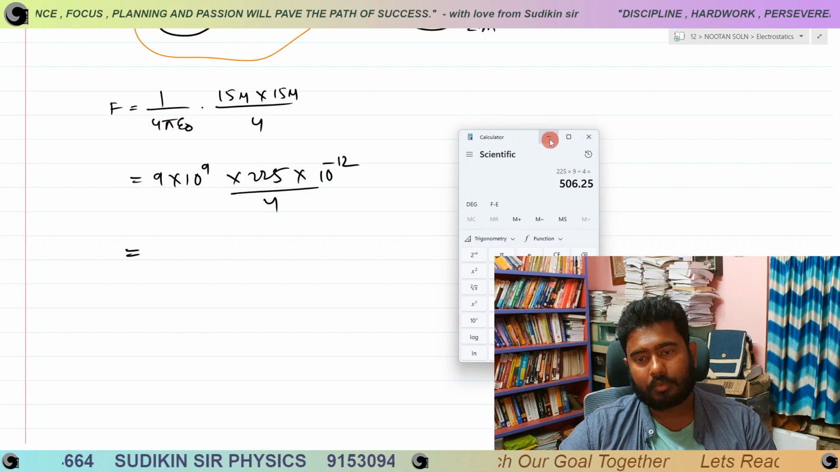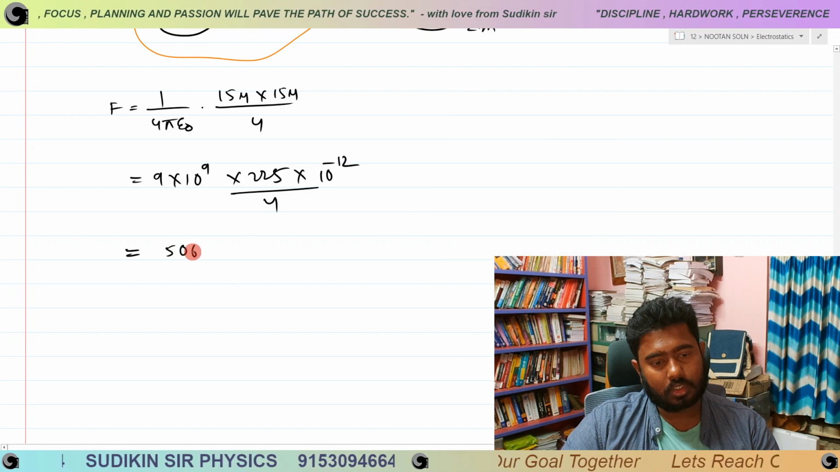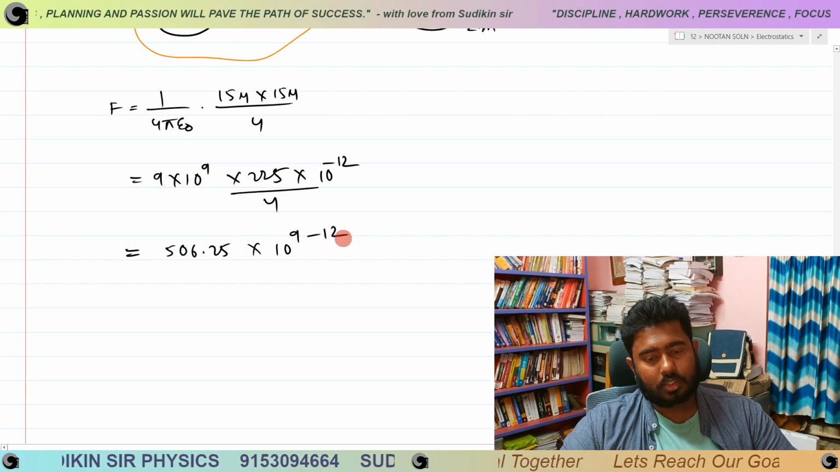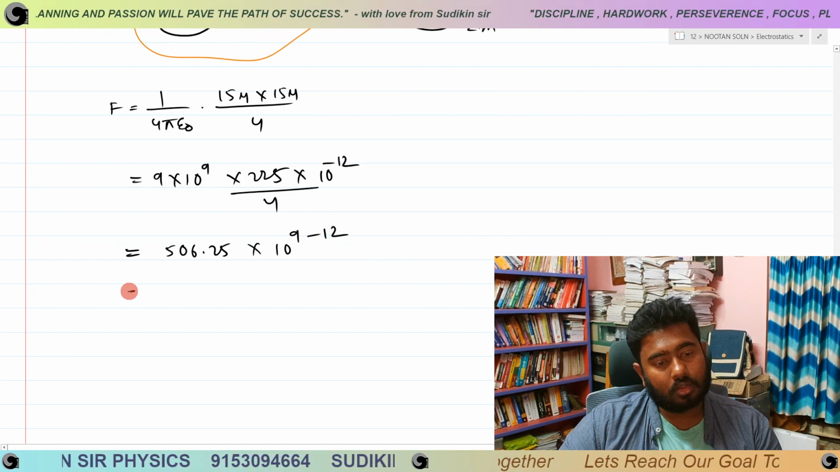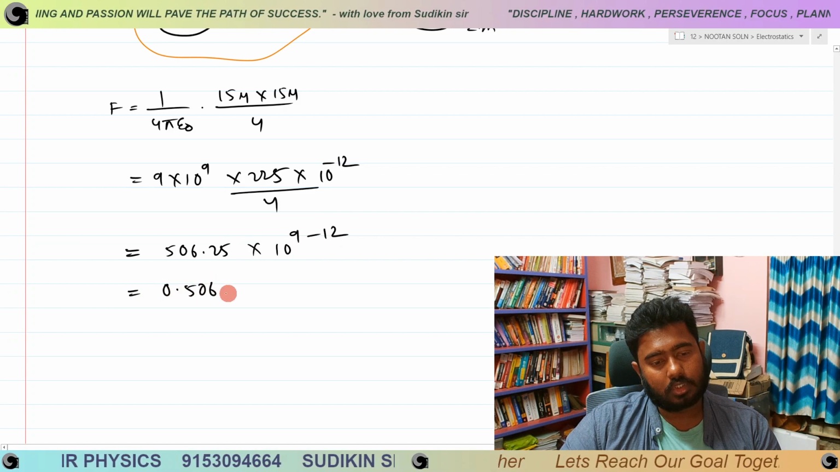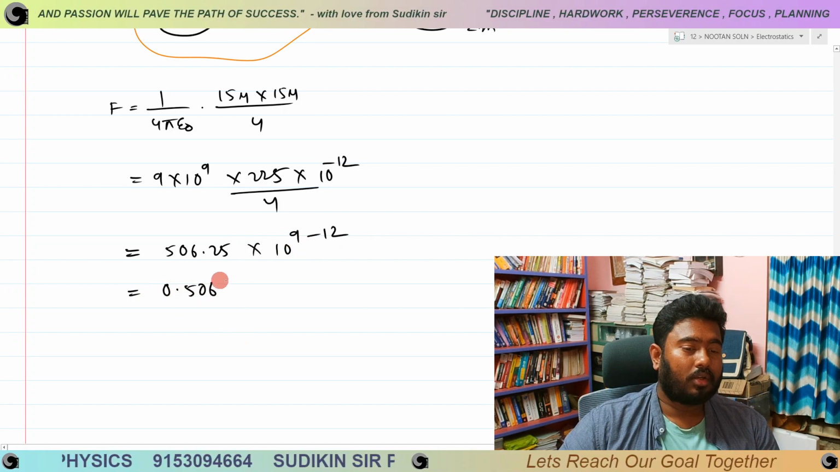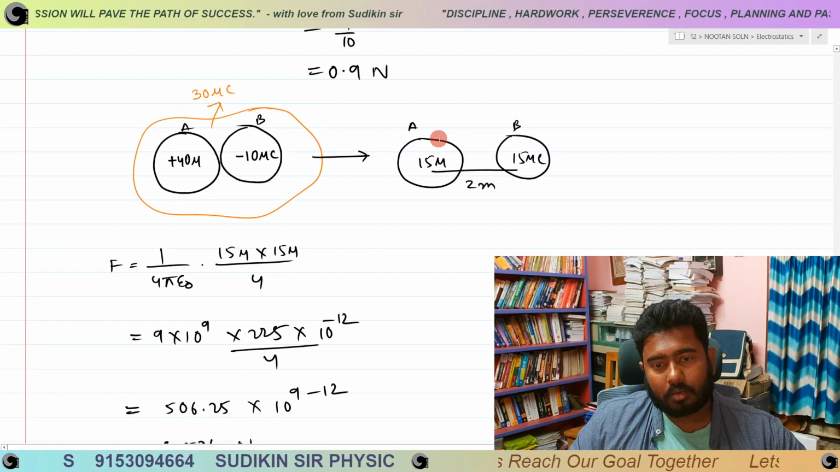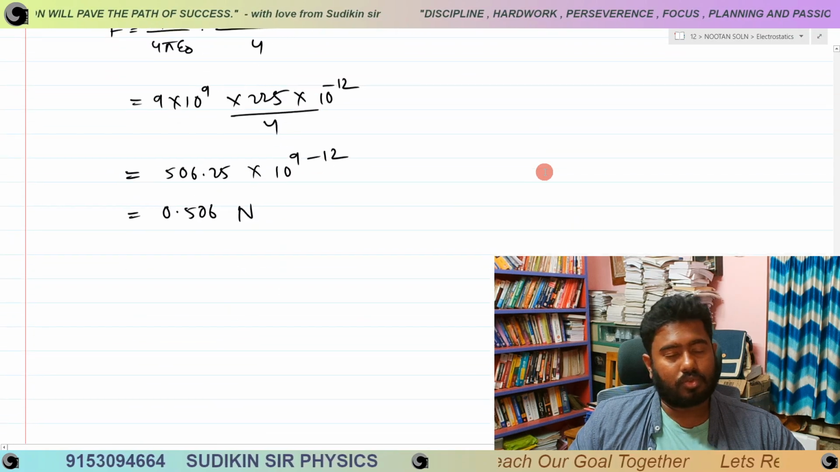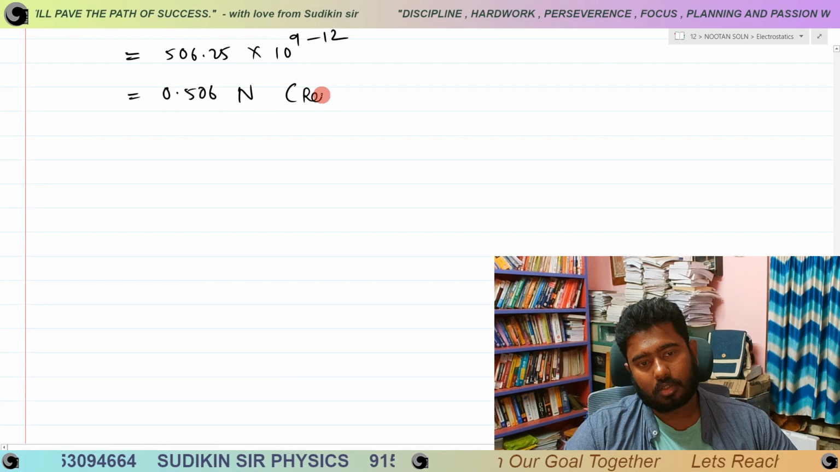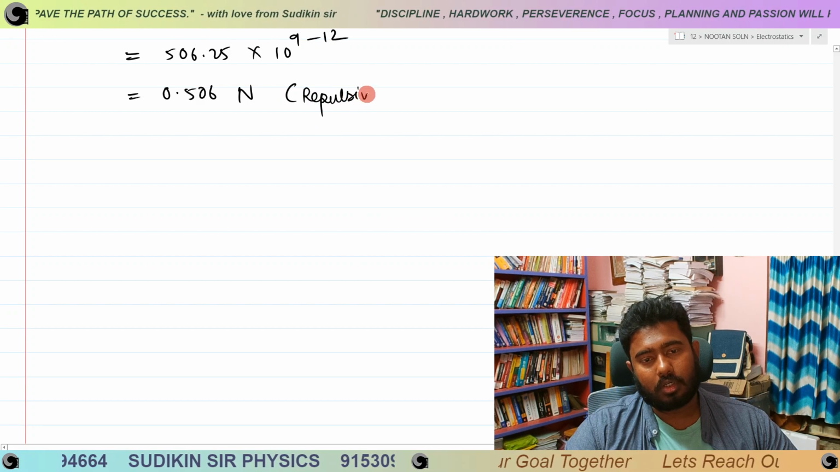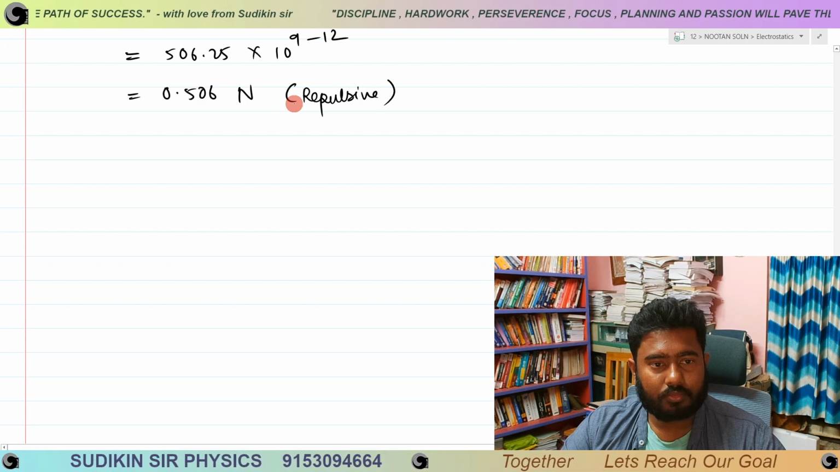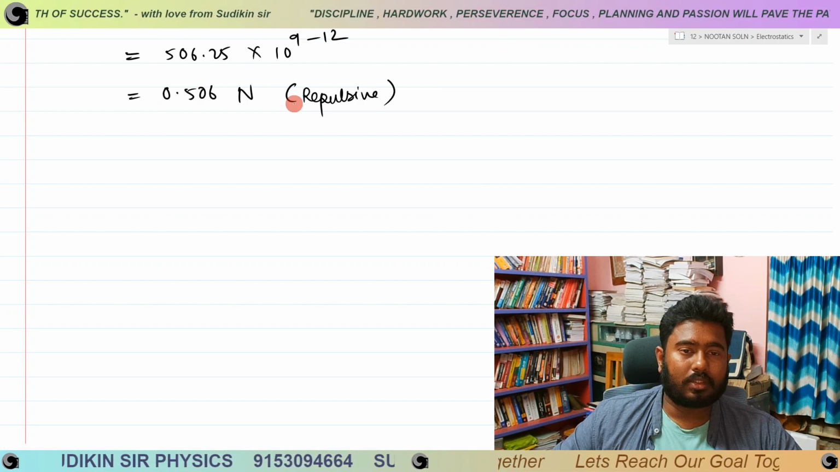So that will be 225 times 9 divided by 4. So that becomes 506.25 times 10 to the power 9 minus 12, so that is minus 3. So that will be 0.50625 Newton. And as both of them have become positive charges, this will be repulsive in nature. Okay, so our answer becomes 0.506 Newton and repulsive in nature.